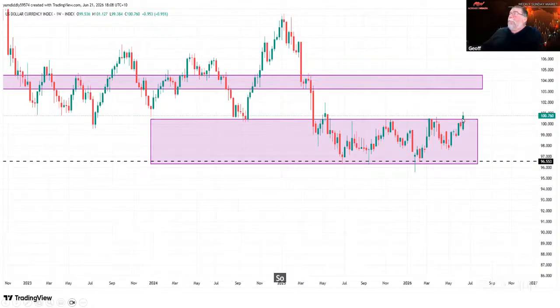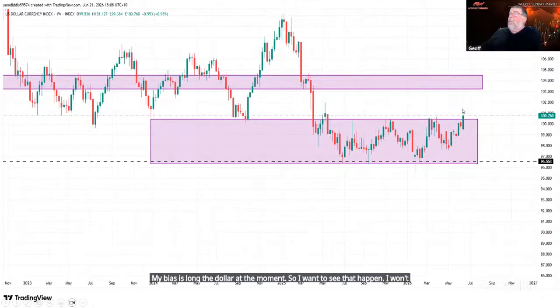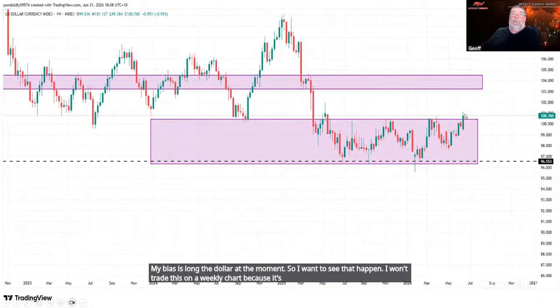So here's the thing. I want to trade long above here or as a bounce off here and going to this level because that's my bias. My bias is long the dollar at the moment. So I want to see that happen. I won't trade this on a weekly chart because it's not yet confirming that we're going to here. So I'll be looking for this to come back, maybe daily, maybe even 4 hour earlier or later in the week to be able to trade that.